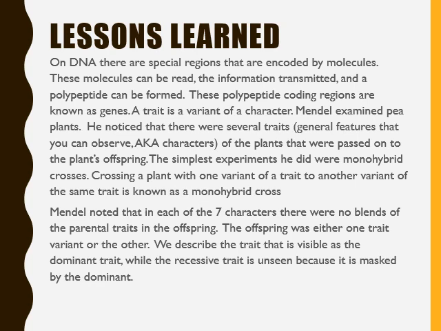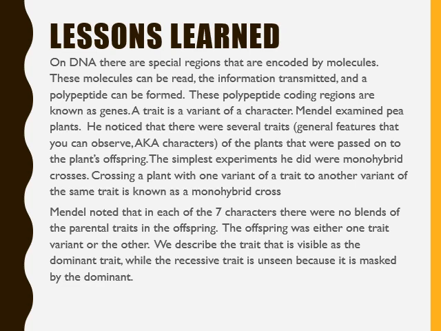So he started to do these simple monohybrid crosses, where you crossed one variant of a character to another variant of the character. So one trait of a character to another trait of the same character. And that was known as a monohybrid cross, because you were just looking at one character. Mendel saw that in 7 characters in peas, I think it was flower color, flower position, seed color, seed shape, pod color, and pod shape, there were no blends of the parent traits in the offspring. It was either one parent or the other.